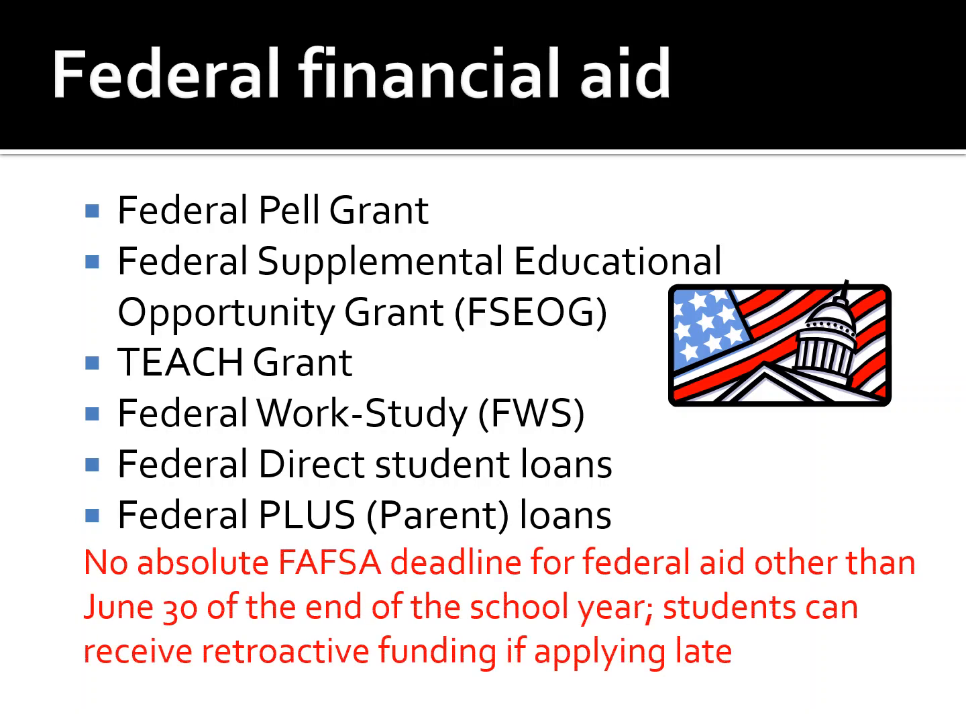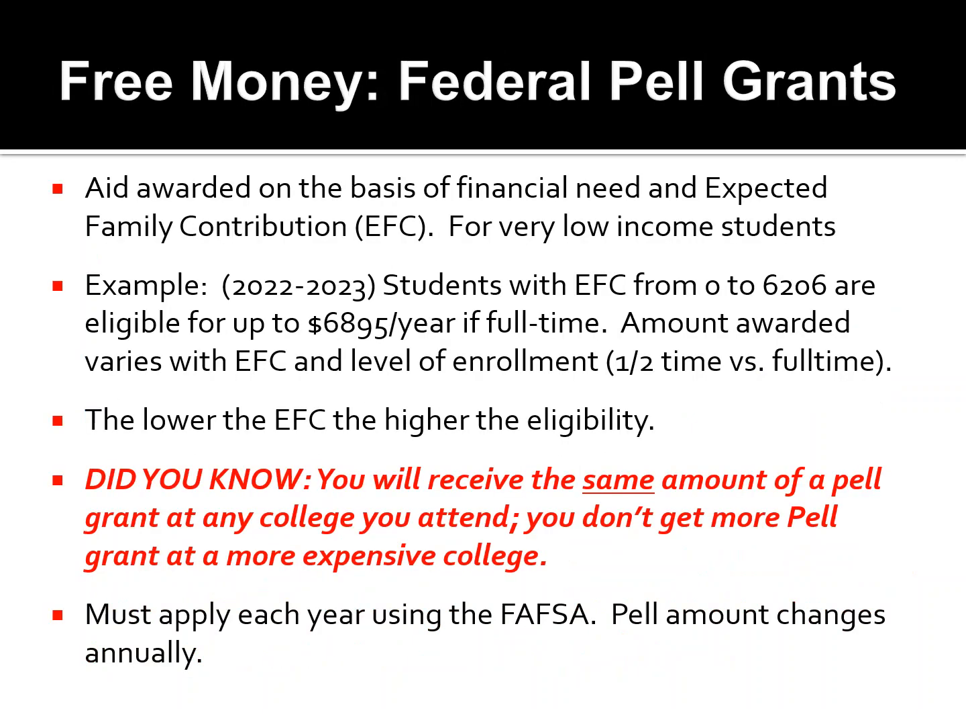And then again, there is no absolute FAFSA deadline for federal aid other than June 30th at the end of the school year. And then the funding could be retroactive. So free money, federal Pell Grants. This aid is awarded on the basis of financial need, and it is based on the expected family contribution, or EFC, that we spoke about in the first section.